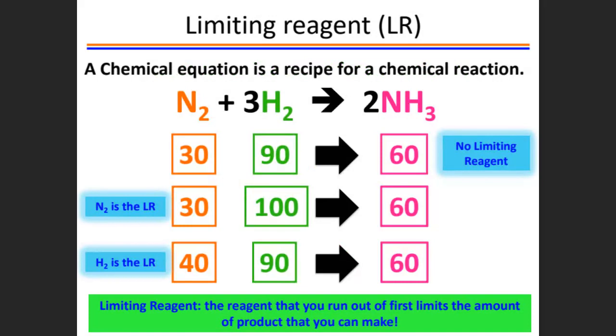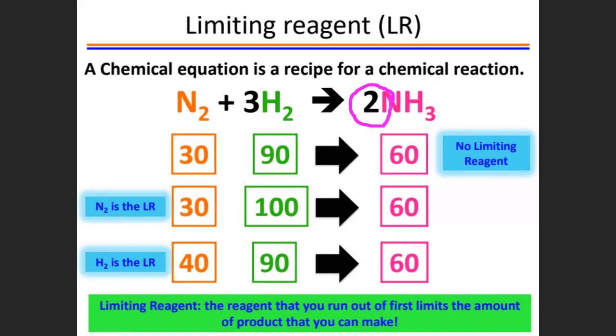Now look here, we will now go into detail. A chemical equation is a recipe for the chemical reaction. So we know that for 1 mole of nitrogen, at least we need 3 moles of hydrogen to produce 2 moles of ammonia. This is 3 moles of hydrogen, so the ratio is 1:3, correct?